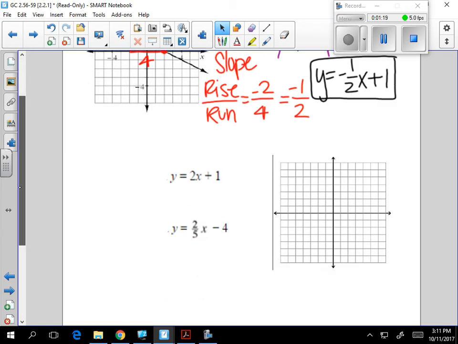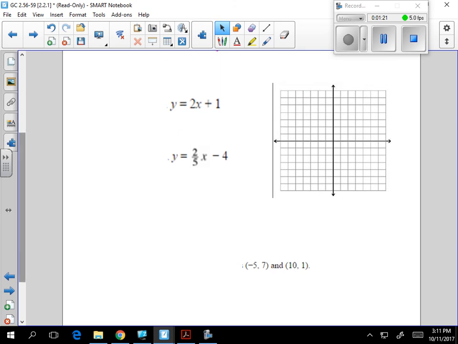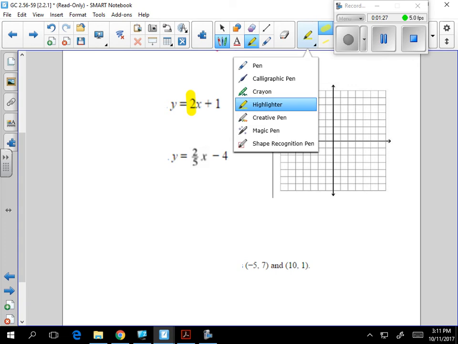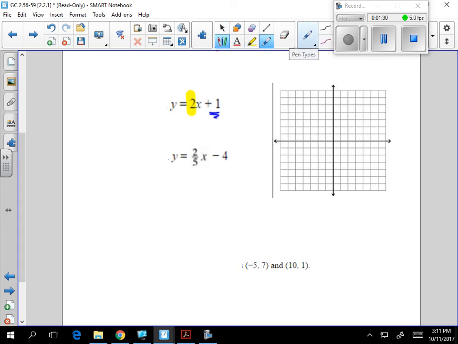Okay, and here's how you graph an equation given that equation. Okay, so again, this number touching x is your slope. Okay, and this number by itself is your y-intercept. So this is also known as our starting point. That's where you want to start your graph.